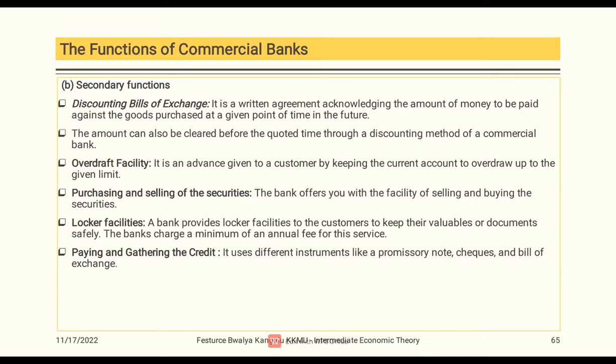They give overdraft facilities. When you overdraw, that is withdrawing more than you have in your bank account. You can only do that with special banks. They also do purchasing and selling of securities. The bank offers you the facility of selling and buying securities, such as stocks, shares, those things. Those are the securities we're talking about. Debentures.